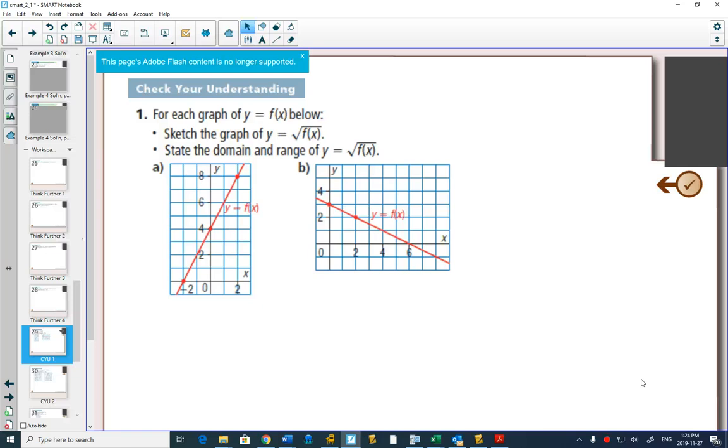So we look at the y values on f of x, and wherever the y values are 0 or 1, those aren't going to change, because the square root of 0 is 0, and the square root of 1 is 1. So here, on the first graph, we look. Are the y values ever 0? Yes, right there. Are the y values ever 1? Yes, right there.